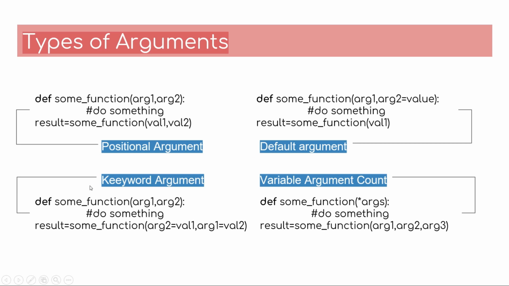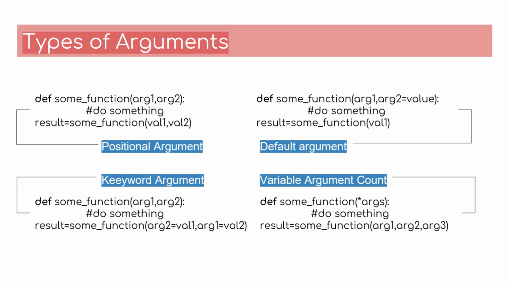The third type of argument is keyword argument. So in case of keyword argument, you would find that with the help of a keyword, let us say you want to pass argument 2 is equal to value 1. So you can do that. You can rearrange them and pass. But make a note, whenever you are typing the argument with some default value, you should place it at the end. Otherwise you will get an error.